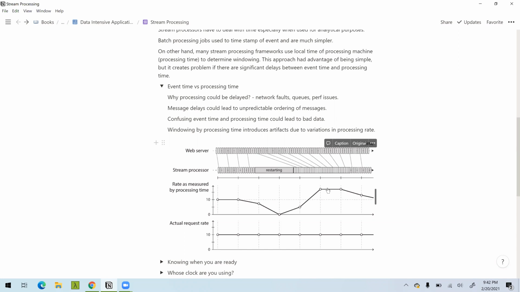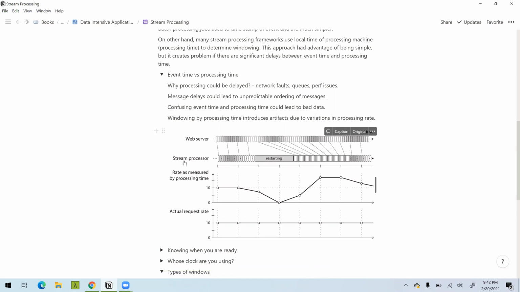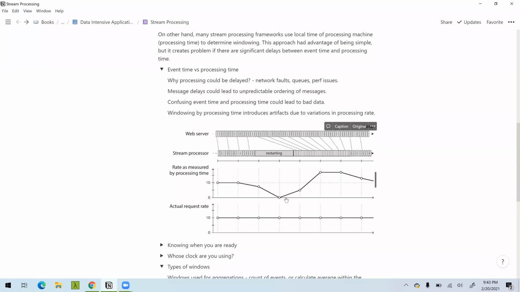So this is the problem, because we are using the timestamp of this stream processor to say how many events it received in this particular time interval, right? If we would have used the timestamp of the web server, then we would not have faced this problem, because then we could see that the events of this web server did not happen at this time interval. They happened long before. So then we could have made better use of the data, right?